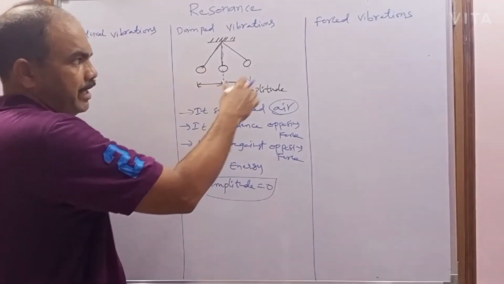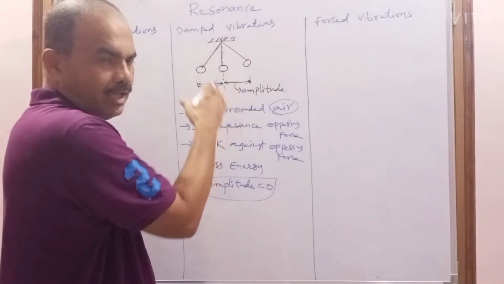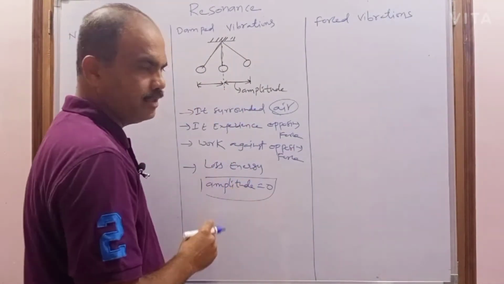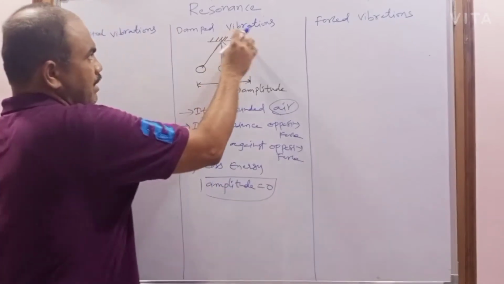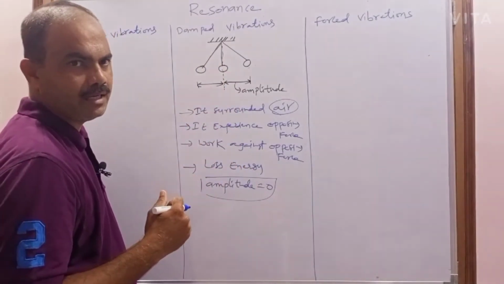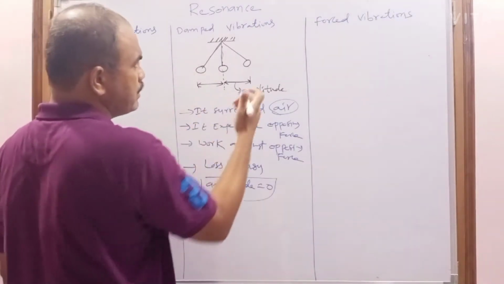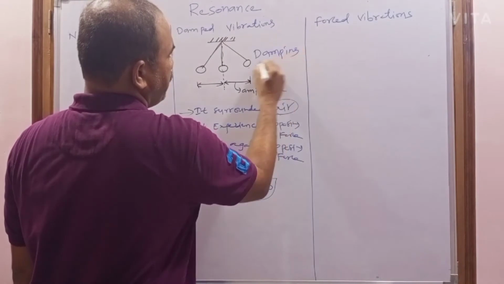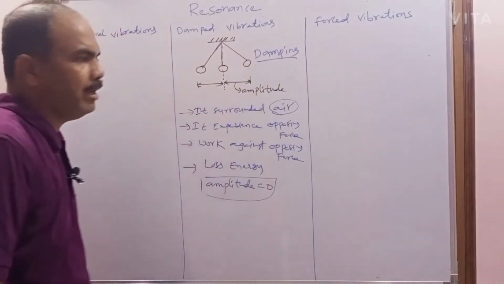When this body is making vibrations, the amplitude gradually decreases, and finally it comes to rest. Such vibrations are called damped. Damped means decreased. This phenomenon is known as damping. Now, what is the definition of damped vibrations?